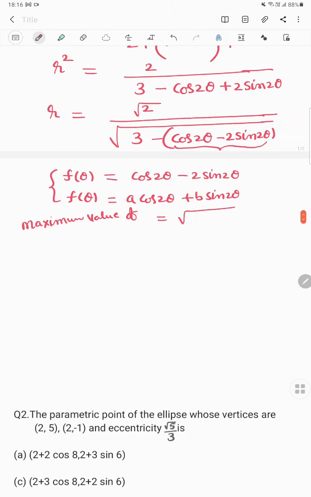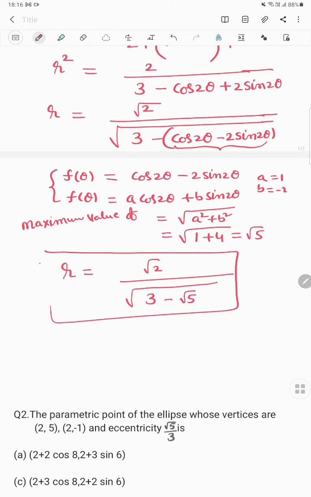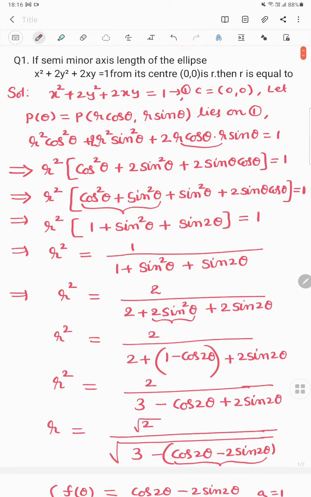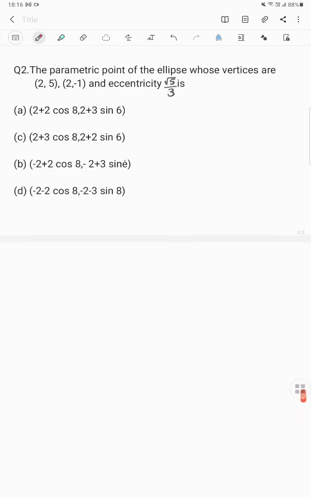So root of a square plus b square. According to this, a value is 1, b value is minus 2, so root of 1 square plus 4, so root 5. Therefore r maximum is equal to root 2 divided by root of 3 minus root 5. So this is the radius of the given problem. We will move to the next one.